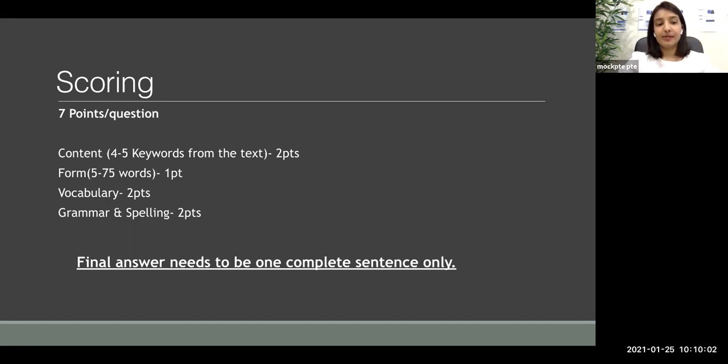Now, grammar and spelling. This is the part where I see many students lose points, not because they do not know grammar or spelling, but always because of careless mistakes. They don't utilize all the 10 minutes, they finish quickly and move on to the next question immediately without proofreading. This is what can lead you to end up losing 2 points in your grammar and spelling. So grammar means you should start your sentence with a capital letter, end with a full stop, and the sentence structure should be grammatically correct.